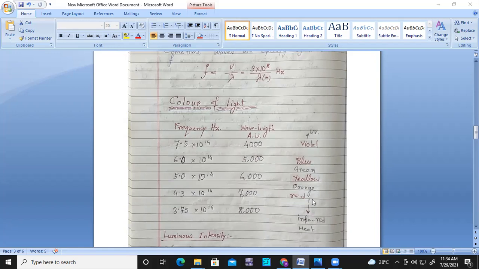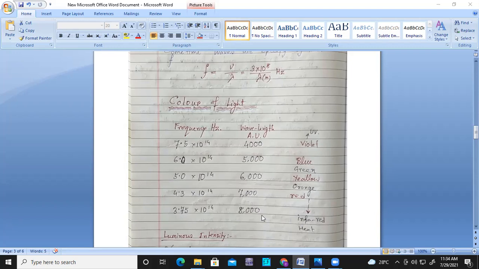Then it tends toward the infrared. Whenever any rod or any metal is heated, sometimes we see that a red color is emitting. If the red color is above 8000 angstrom, then it is actually not visible, but that is the infrared ray.